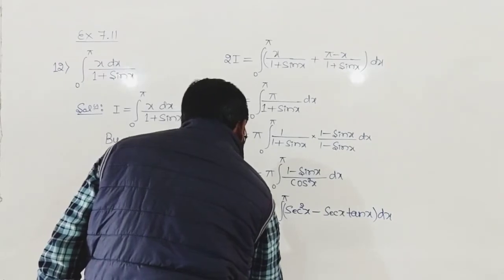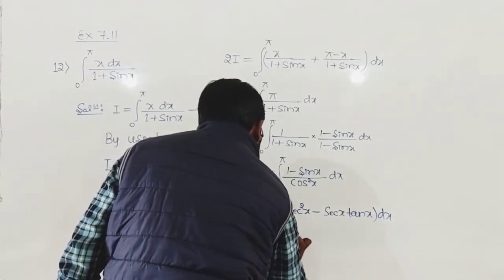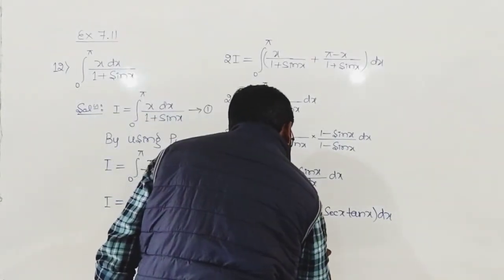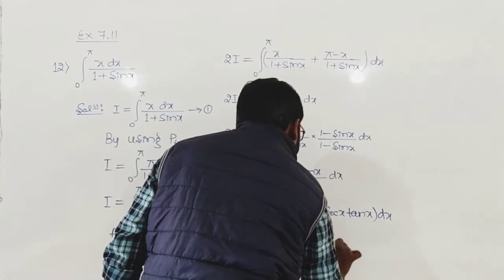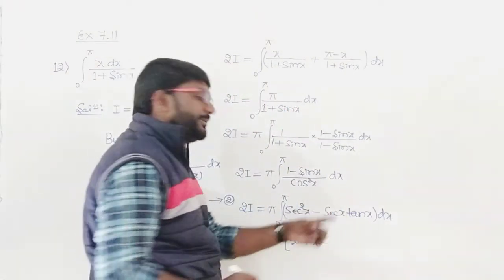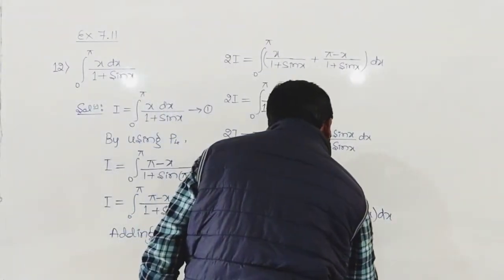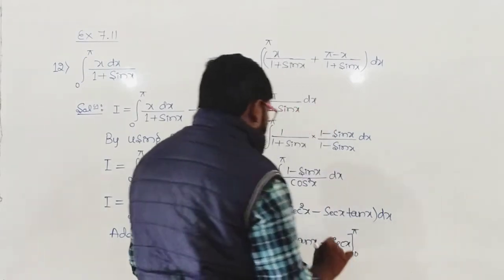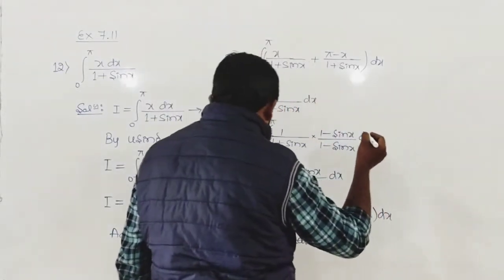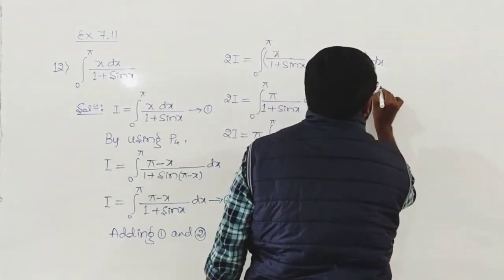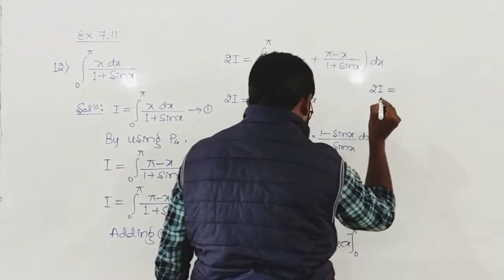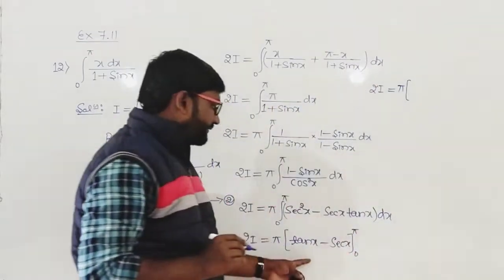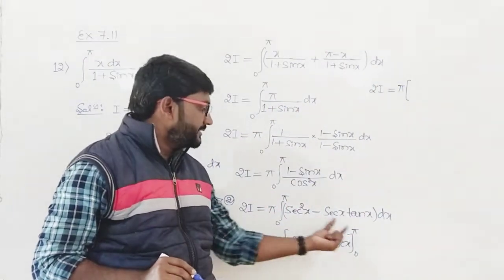Now integrate them separately. 2I is equal to pi outside, then integration of secant square x will be tan x, then minus integration of secant x into tan x will be secant x. Then apply the limit here, it is 0 to pi. Now upper limit minus the lower limit. So pi is written as it is, then upper limit. In case of x I have to write pi: tan pi minus secant pi.